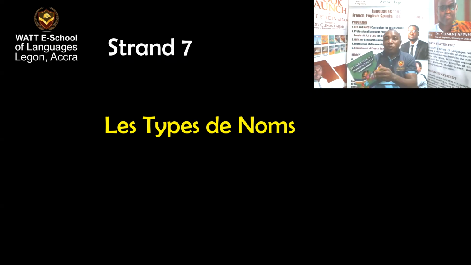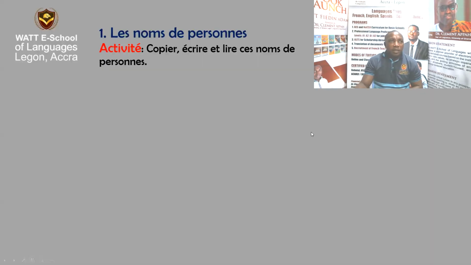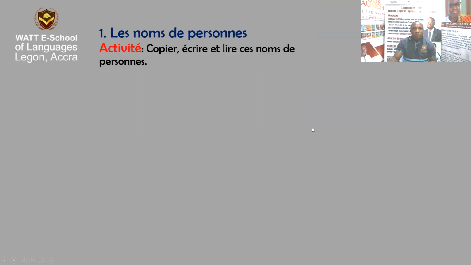We have names for animals, names for human beings, and so forth. We are going to have a look at all this in this section. We call it the type of noun, le type de nom. Quickly, let me bring you the first one, le nom de personne, name of persons. We are going to have a look at name of persons.